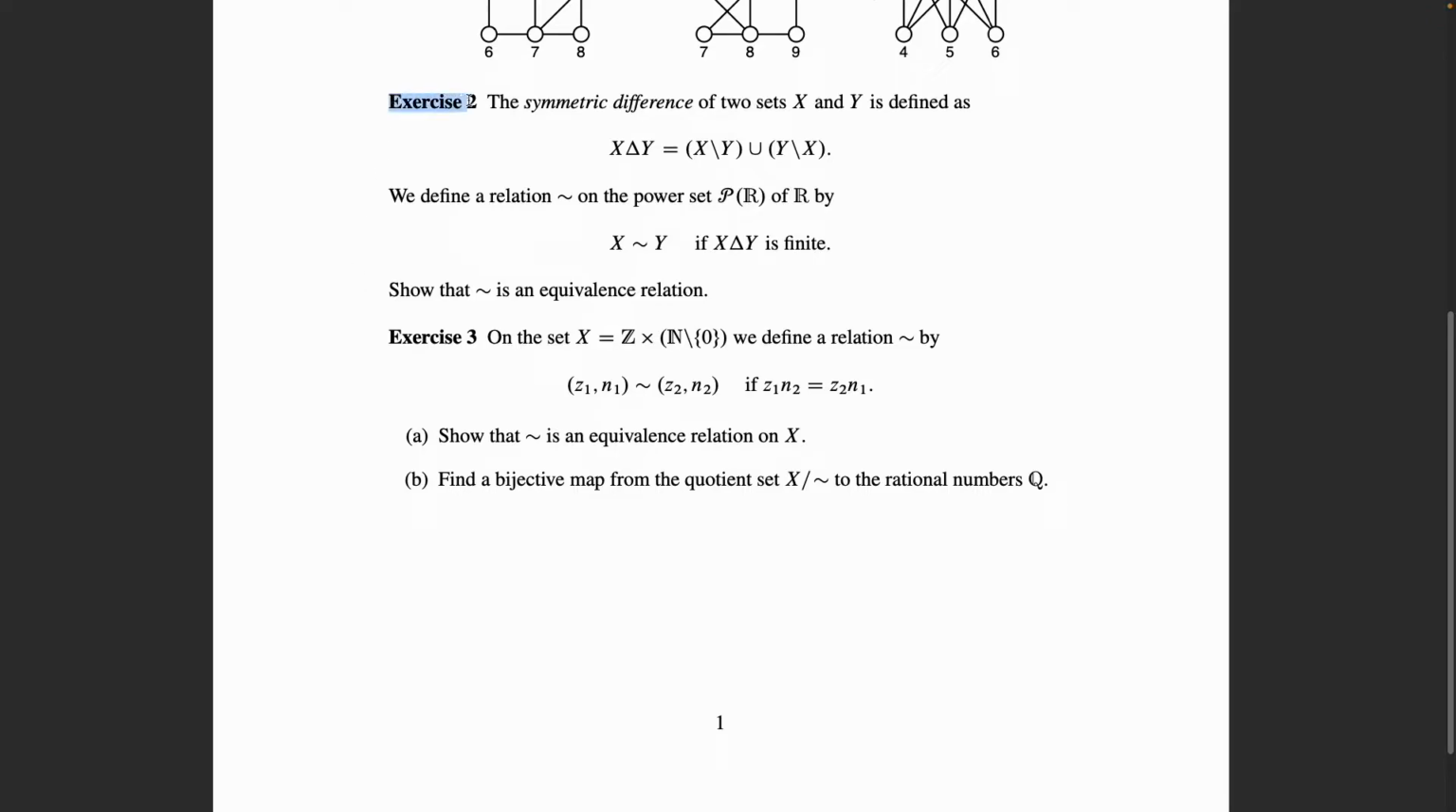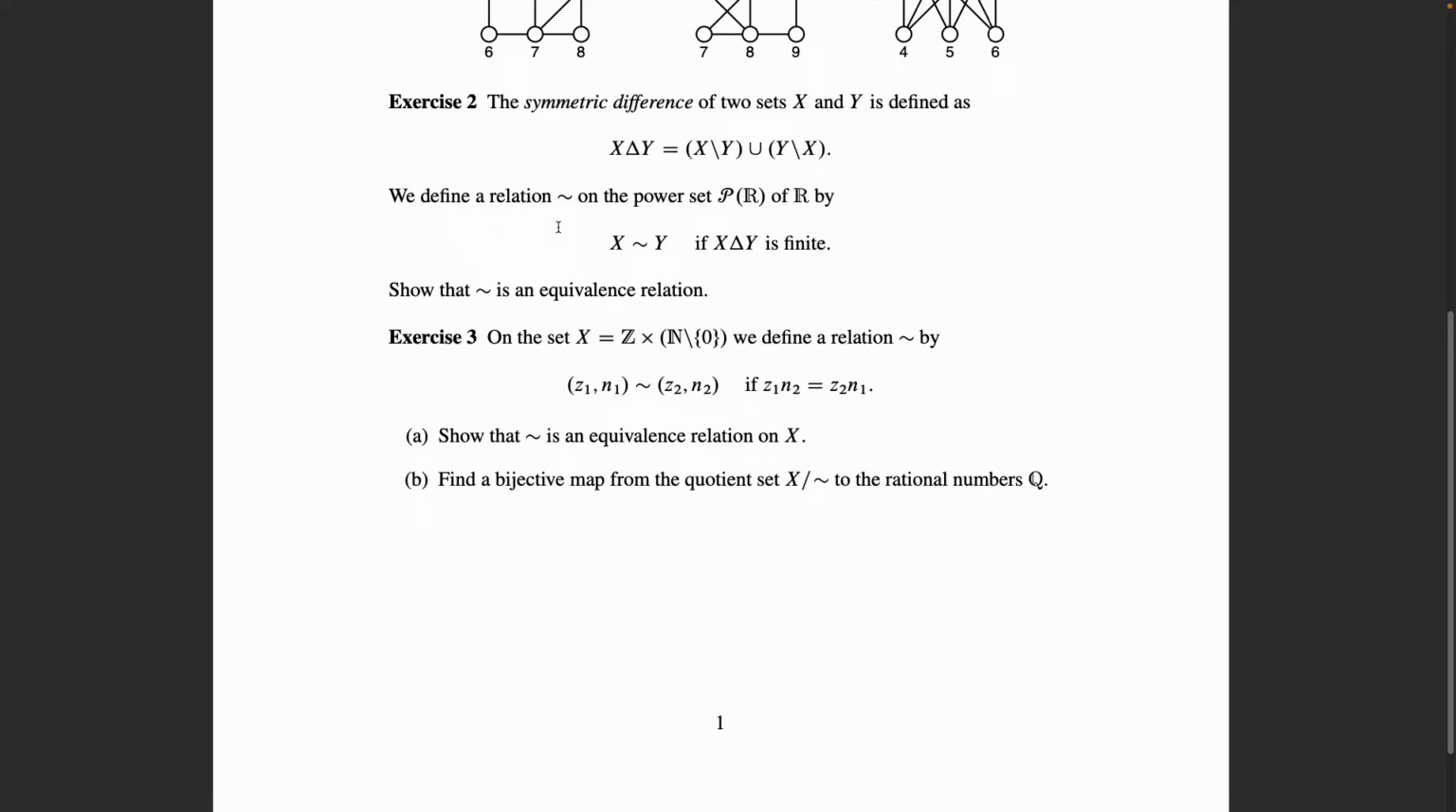Exercise 2 is about equivalence relations. So here we introduce the symmetric difference of two sets, X and Y. We use this notation, X delta Y. And this is defined as X without Y union Y without X. So this is in fact the set that contains all elements of the sets X and Y that are not contained in the respective other set.